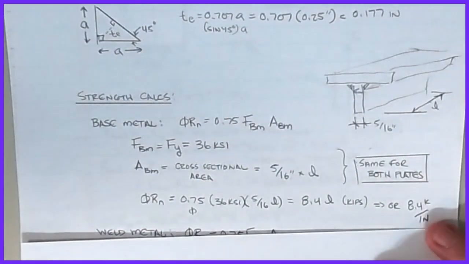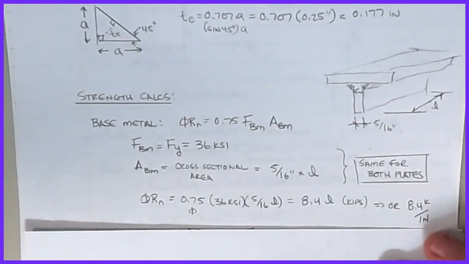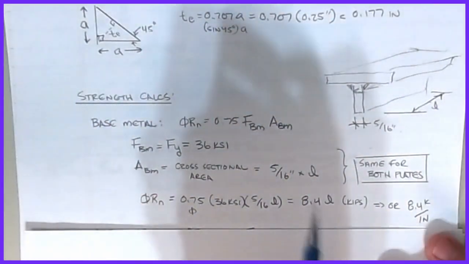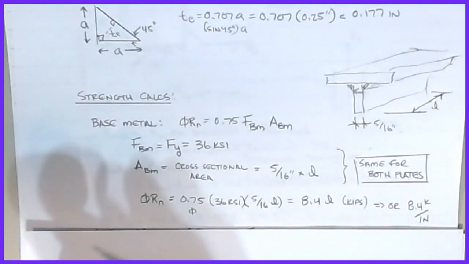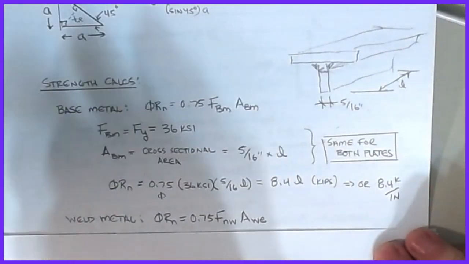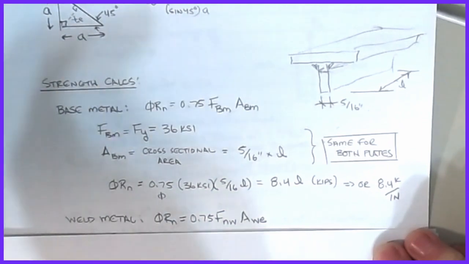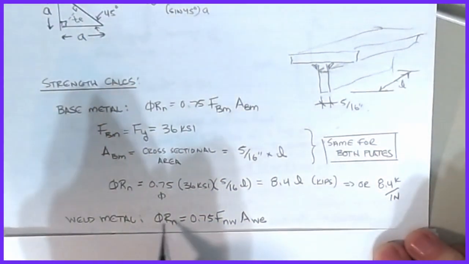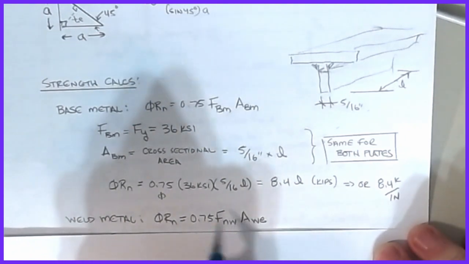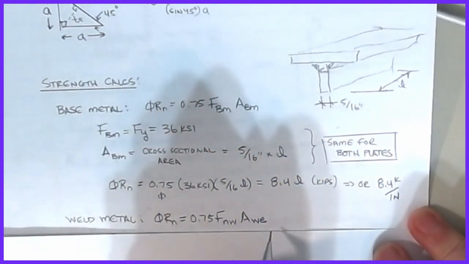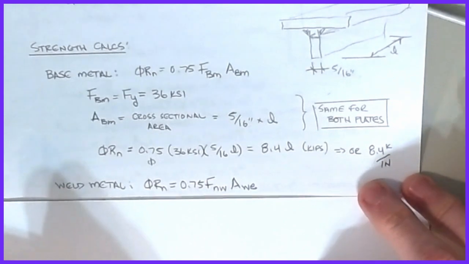That becomes a measure of how much weld I would need for the base metal in order to break these 5/16 inch plates. So then we can move on to our weld metal. The formula that we showed you last time was phi RN is equal to 0.75 times the weld stress multiplied by the area of the weld that has to fail in order to break this thing apart.